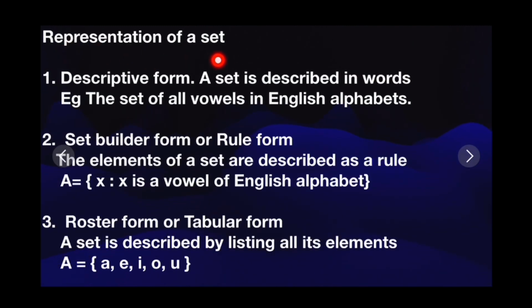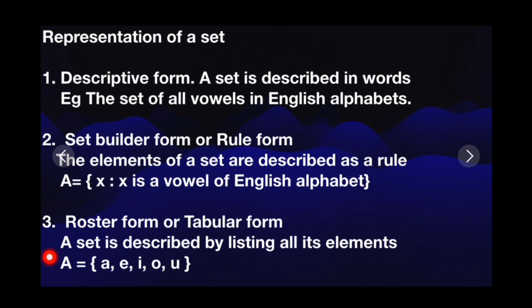Sets can be represented in three different ways. First is the descriptive form. Here we describe the set in words. Example, the set of all vowels in English alphabet. Second is the set builder form or the rule form. The elements of the set are denoted as a rule or a formula. So the same set we can write as A is equal to curly bracket x such that x is a vowel of English alphabet.